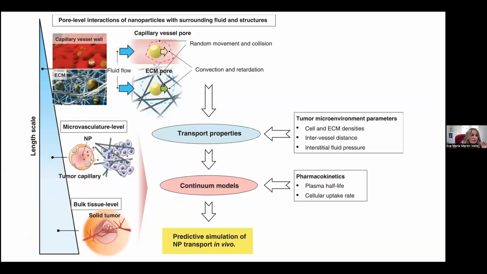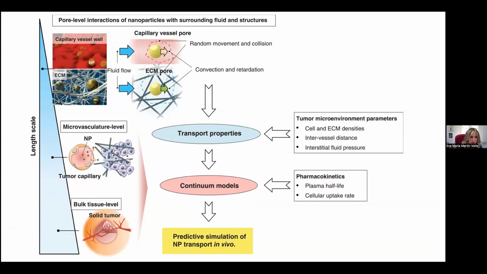To do that, it's important to analyze what happens at the pore level with the interaction of the nanoparticles and the surroundings. We need to analyze, as we can see on the slide, first the collision of these nanoparticles with the cells, convection and retardation effects. I mean, to have knowledge and analysis of the transport properties of the system.